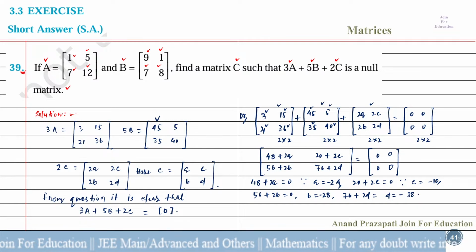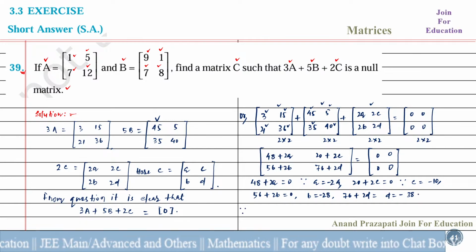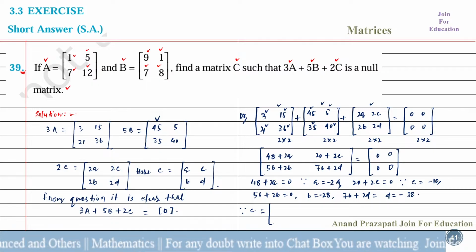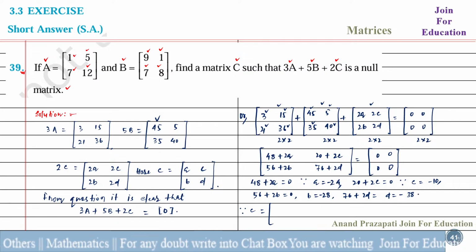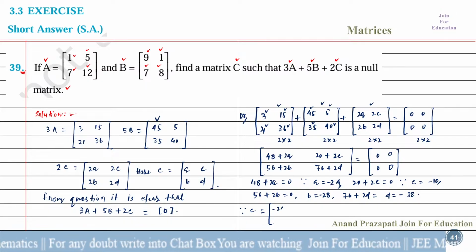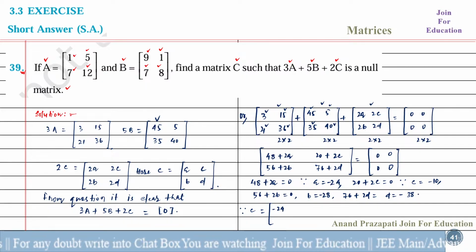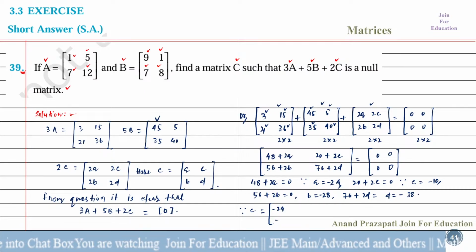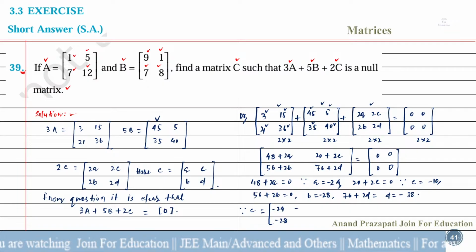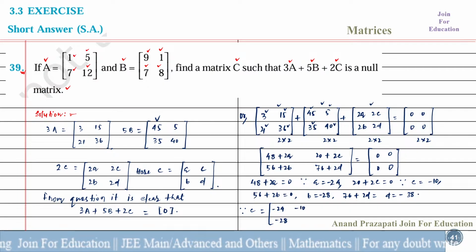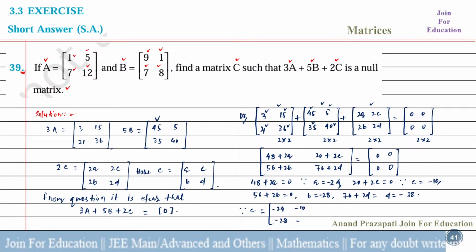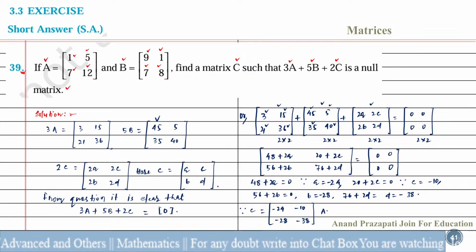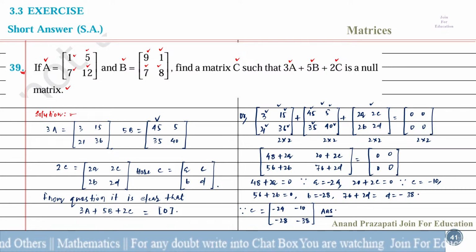38. Therefore, matrix C equal to: the value of A is minus 24, the value of B is minus 28, the value of C is minus 10, and the value of D is minus 38. So this will be the answer of this question.